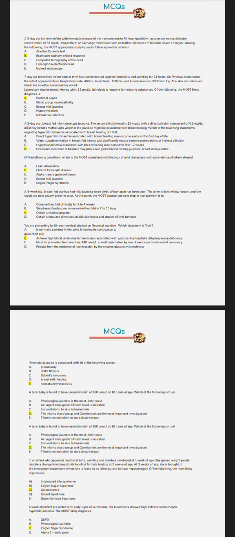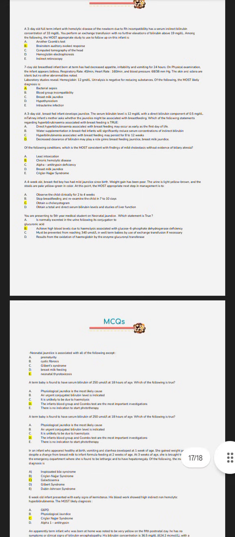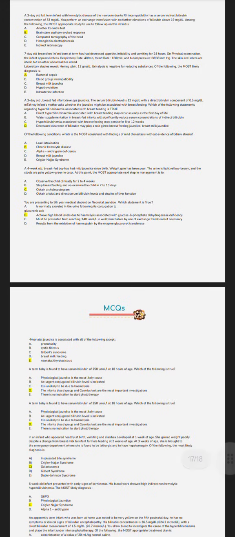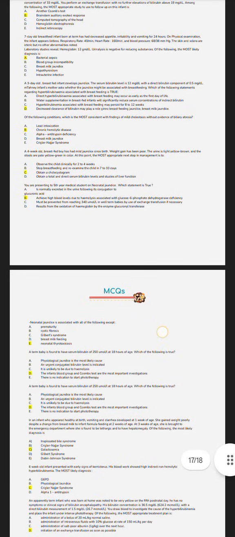Direct hyperbilirubinemia associated with breastfeeding may occur as early as the first day of life. Water supplementation in breastfed infants will significantly reduce the serum concentrations of indirect bilirubin. Hyperbilirubinemia associated with breastfeeding may persist for 8 to 12 weeks. Decreased clearance of bilirubin may play a role. Breastfeeding jaundice, breast milk jaundice.